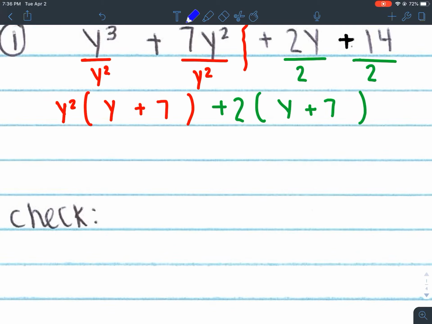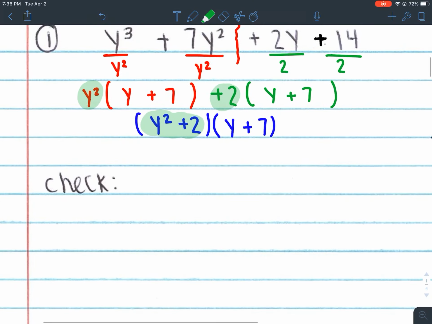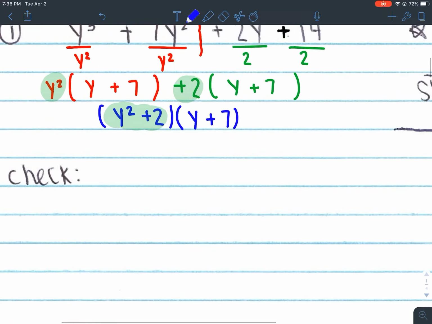Now the part that's already in the parentheses, you're going to keep in the parentheses. So we're basically just going to move this down. And then what we have left is what we factored out from earlier. We have y squared, and we have the plus 2. So that's going to go in its own set of parentheses, the y squared plus 2. So the highlighted green part goes in its own set of parentheses. Okay? And that would be your answer, actually. So we're actually done with the first problem.